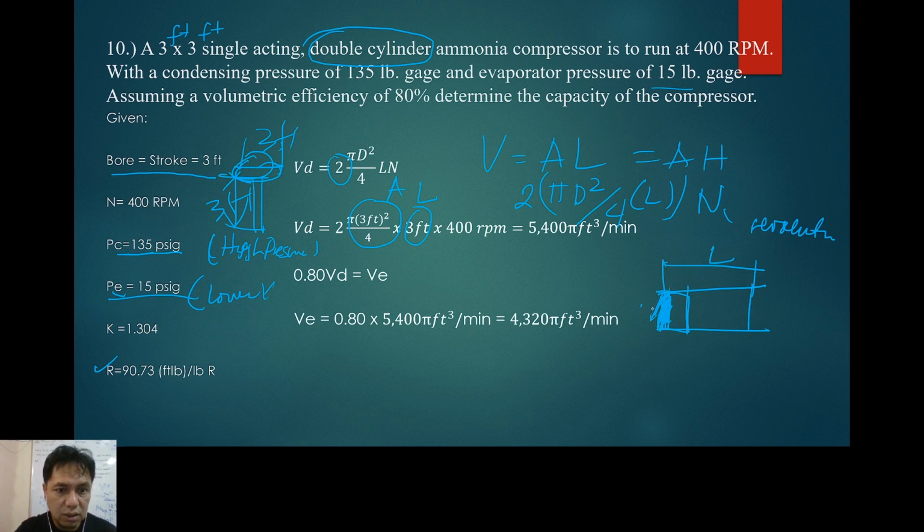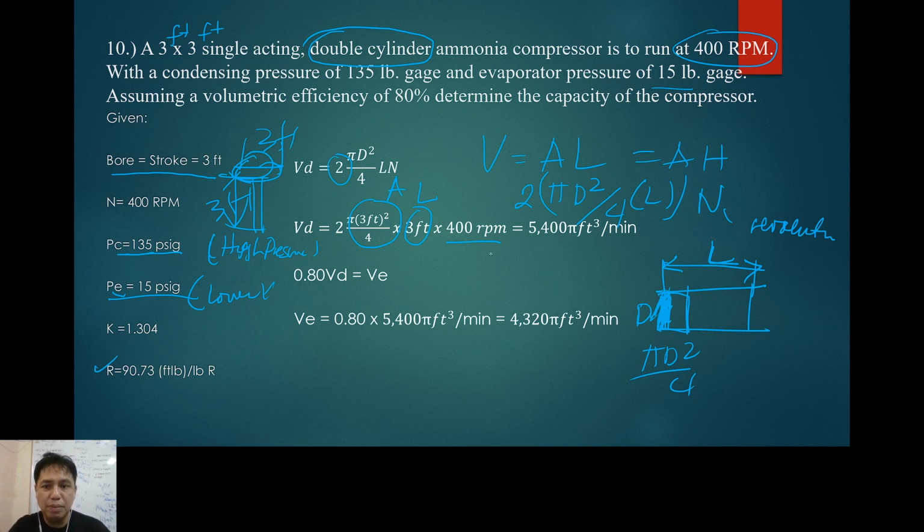So this is the area, the bore, D, pi D square over 4, then times the length. Okay? So this is the one. Then times the RPM, so that we will know how much volume is being generated or discharged on the whole revolution. Because the revolution is here, 400 RPM. So for every revolution, you can get the discharge.